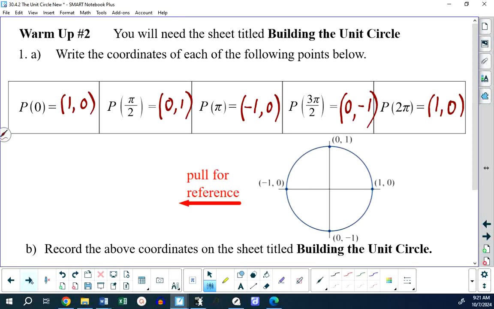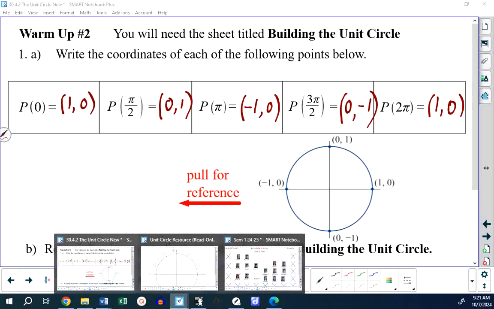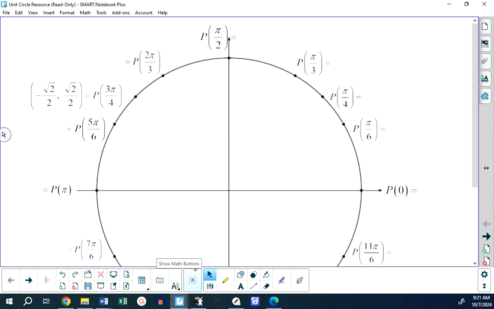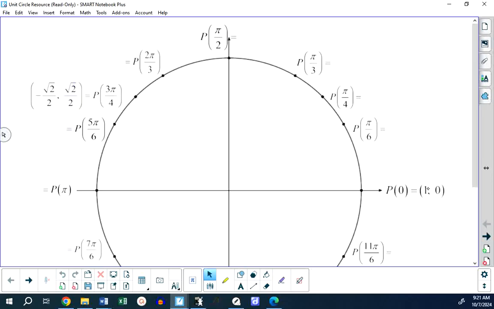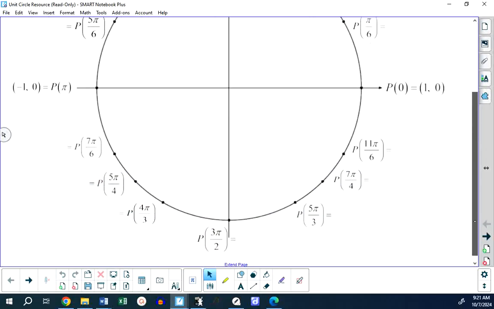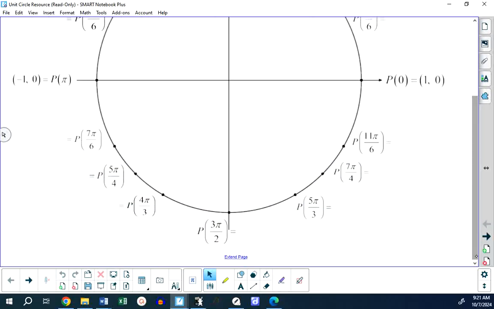Okay. So what does it say? Record the coordinates on the sheet titled Building the Unit Circle. So on this sheet, you can put here that that's 1 comma 0. That's 0 comma 1 at the top. Negative 1 comma 0 there. And then, of course, at the bottom, at 3 pi over 2, 0 comma negative 1.